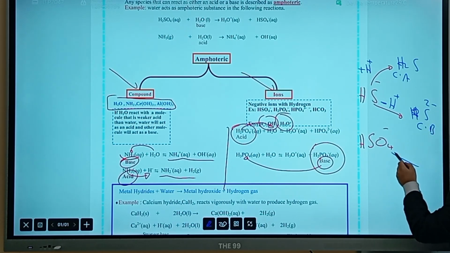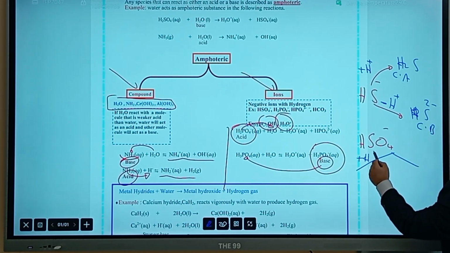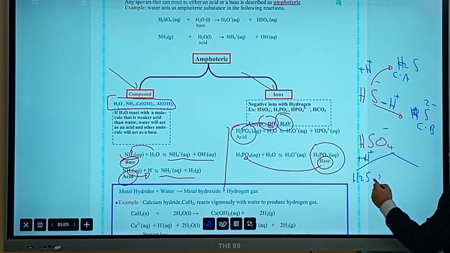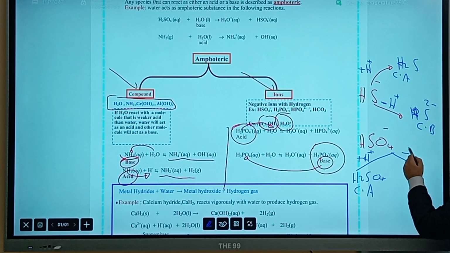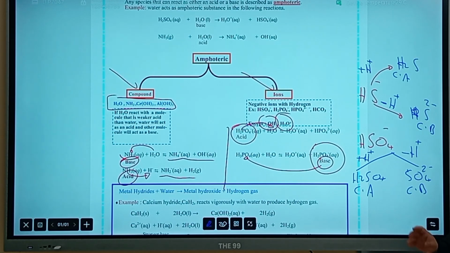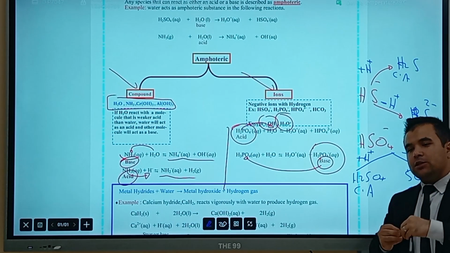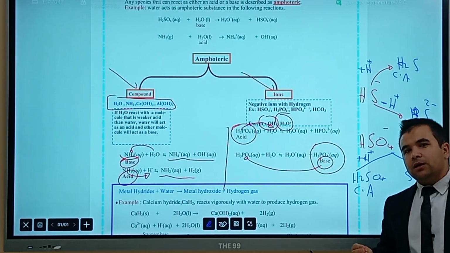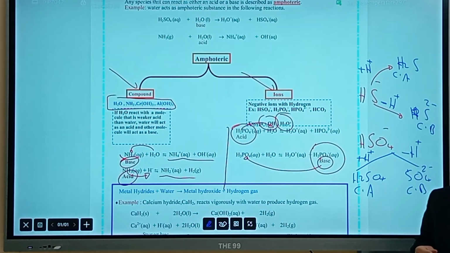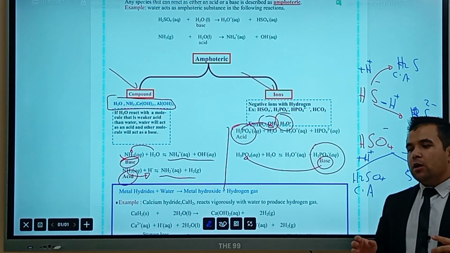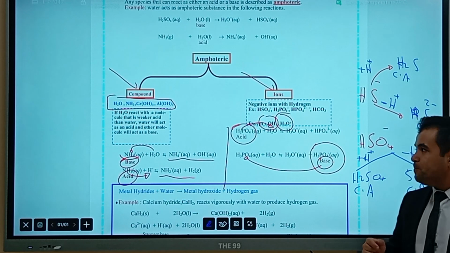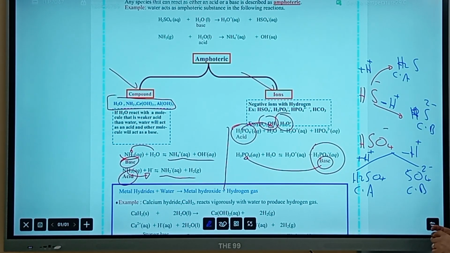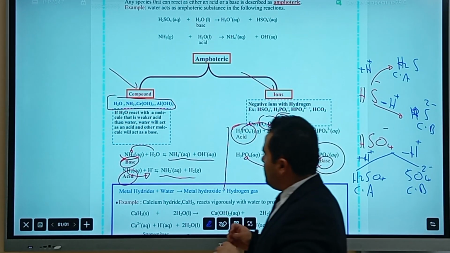The same here, guys. Plus a proton, you get H2SO4, which is a conjugate acid. Minus a proton, we'll get SO4 2 negative, which is a conjugate base. So whenever asked about the conjugate acid of something, just add a proton to that. Conjugate base of a species, just remove a proton from it. That's about the conjugate acids and the conjugate bases.